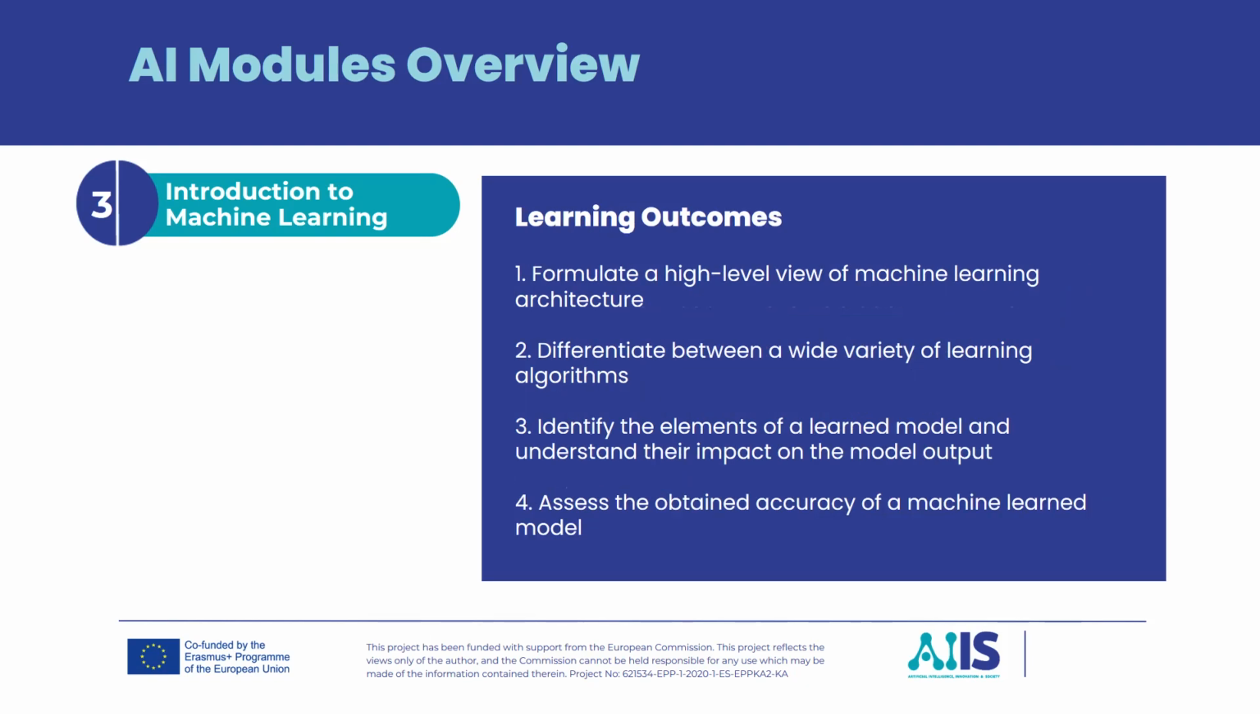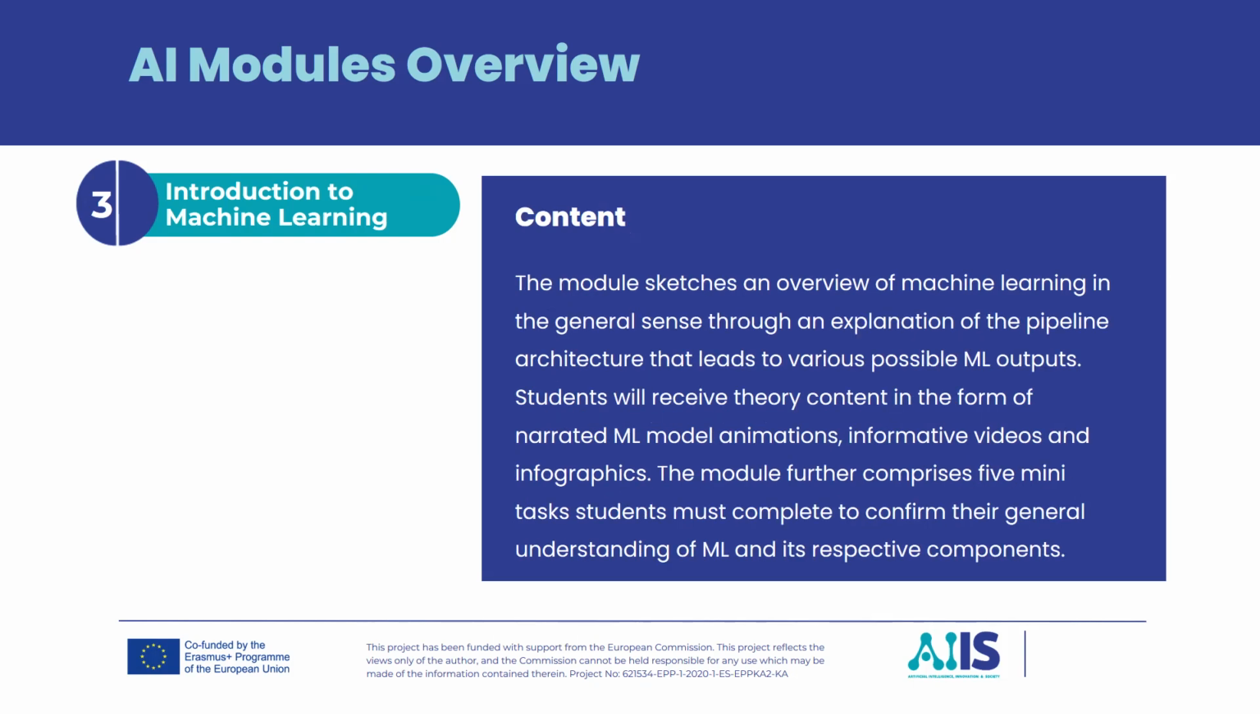Now, as for the learning outcomes of the third AI module, Introduction to Machine Learning, these are: 1. Formulate a high-level view of machine learning architecture. 2. Differentiate between a wide variety of learning algorithms. 3. Identify the elements of a learned model and understand their impact on the model output. And 4. Assess the obtained accuracy of a machine-learned model.